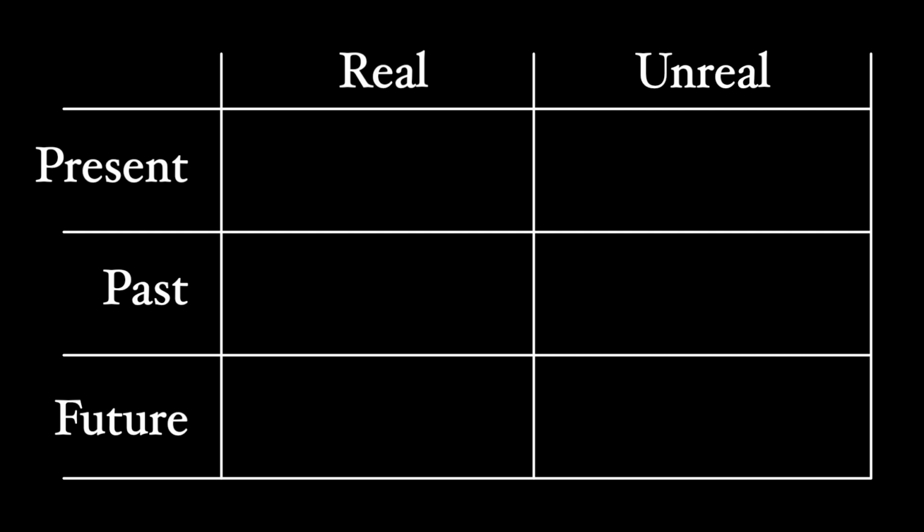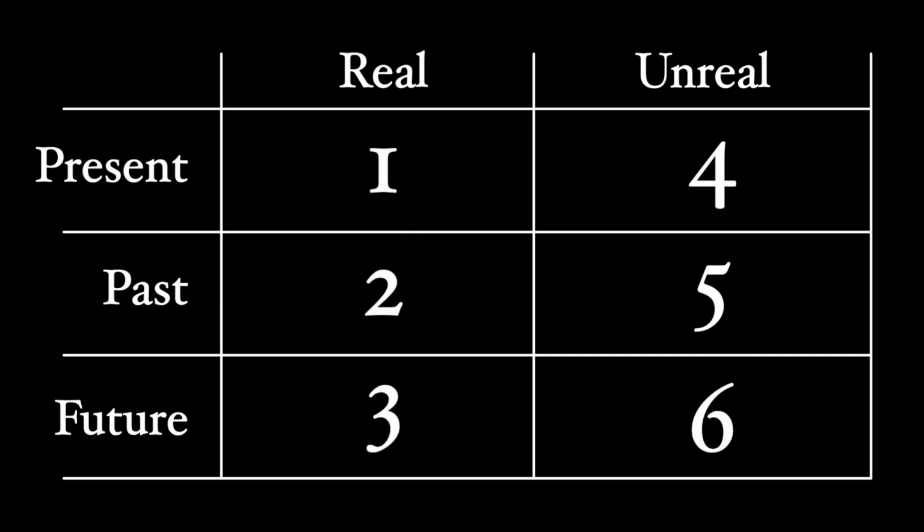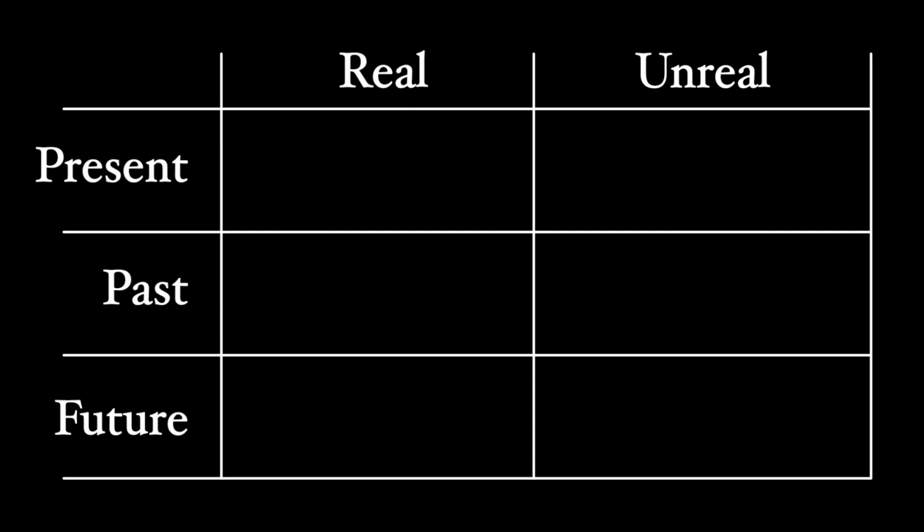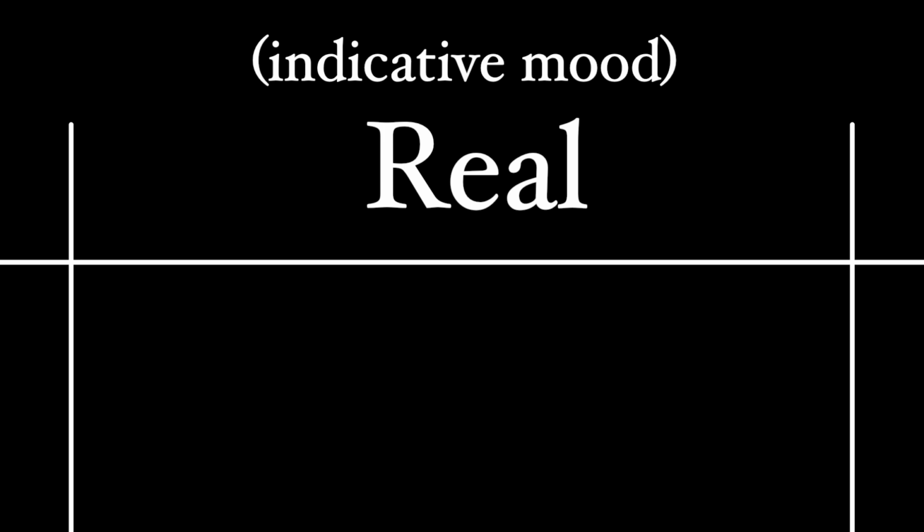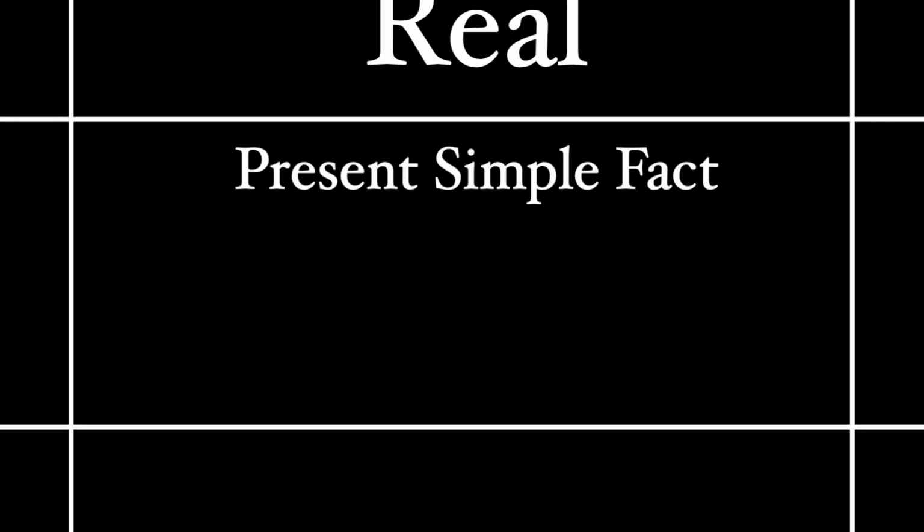Combining tense with mood gives us a matrix of 6 major types of conditions, and it's your job to learn these 6. Let's start off with the real conditions, the ones that use the indicative mood. These are instances where the condition, the if statement, either happened or is likely to happen. The present real condition is called the present simple fact because it shows a simple fact in present time, and we have present indicative verbs in both the condition and the conclusion.